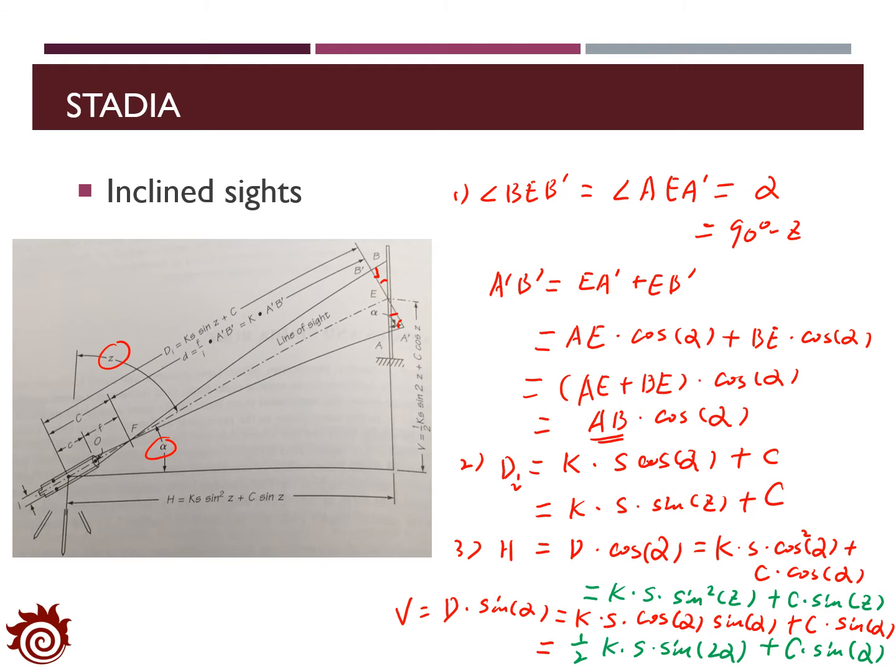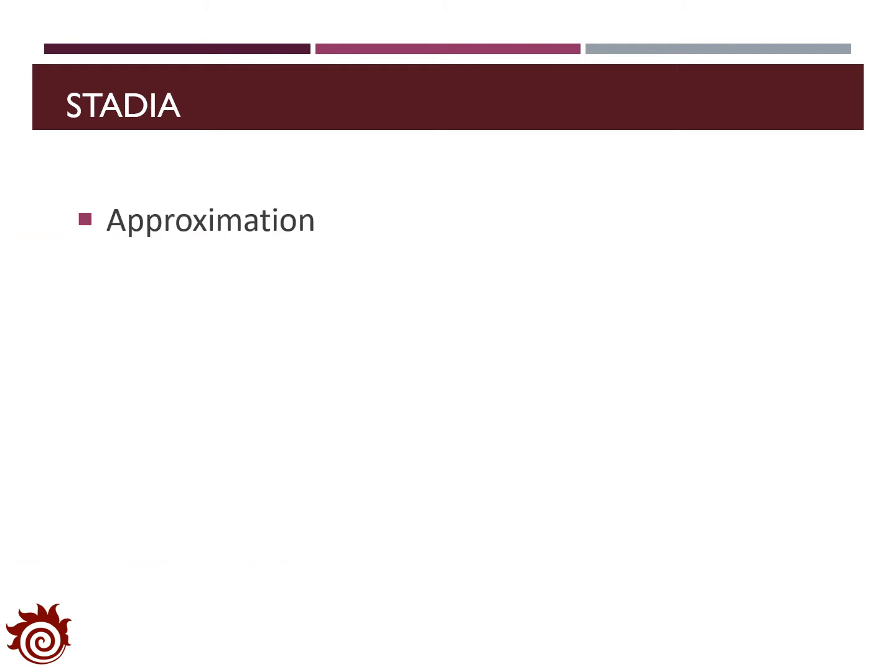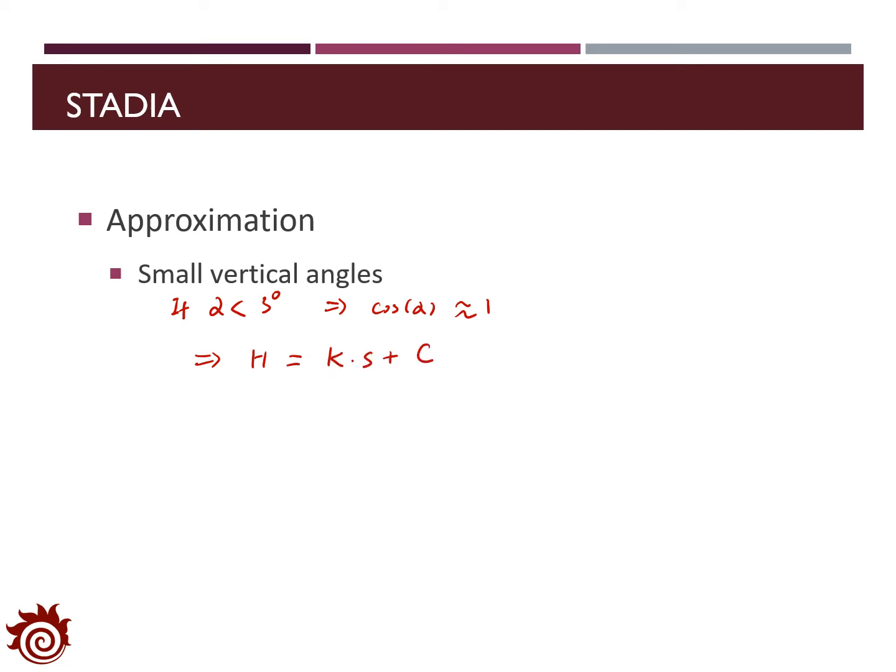For the real-world implementation of the stadium method, based on the reading from the experiment, we can apply some approximation to the horizontal distance estimation. For example, if the vertical angle is very small, that is, if alpha is less than 3 degrees, then we will have cosine alpha close to 1. In that sense, we can simplify the horizontal distance as k times s plus capital C. And we don't need to worry about the vertical angles.